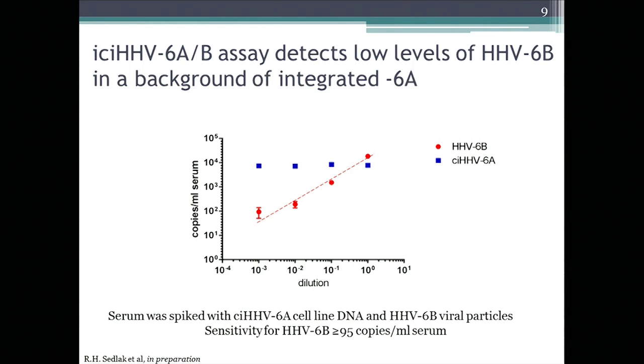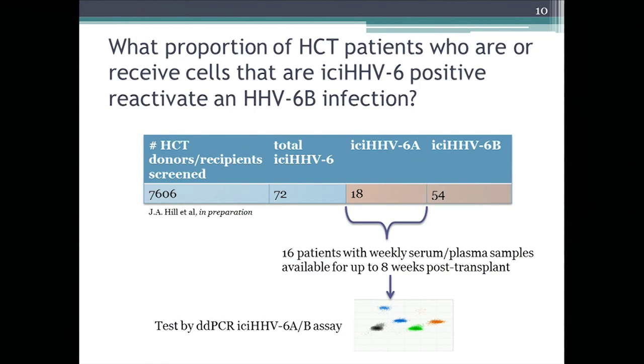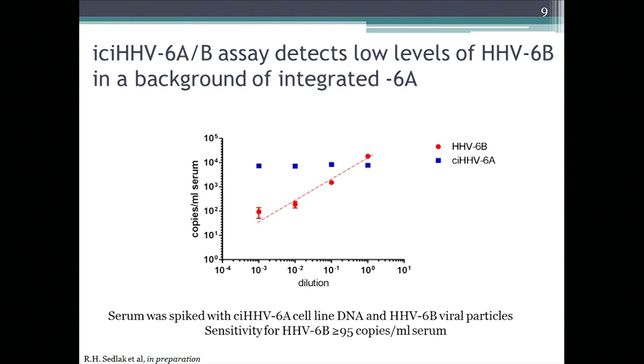And so this is an example of an experiment I did to show that we could get sensitive detection of HHV6B viral particles in the background of an ICI HHV6A cell line. And so I spiked serum samples with a cell line known to have integrated HHV6A, and then also added HHV6B viral particles to that serum in a 10-fold dilution series. And so this is showing that we could detect a constant background of the integrated A while detecting a dilution series of HHV6B virus with a sensitivity of around 95 copies per mL of serum.